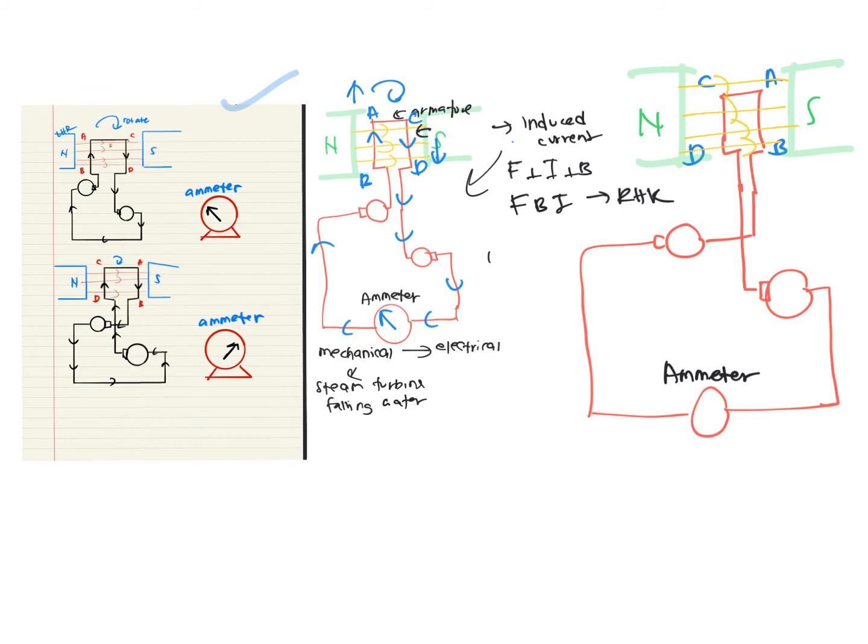Now it's still moving clockwise, but in half time the positions of A, B, and C, D have already changed. So we need to find the induced current inside the armature or loop first. This one is moving clockwise, so the force is going to be outward, and A, B is going to be downward. Use the left hand rule to make it easy, FBI. So the direction of the current here is inward, and this one is going to be outward.